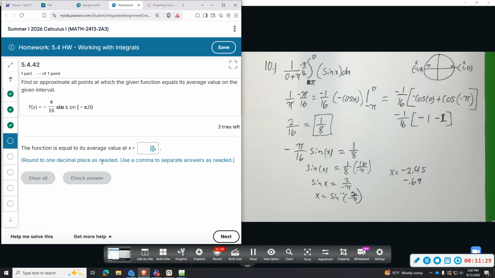But we are going to round to one decimal place and separate each answer with a comma. So we're going to do negative 2.5 and then negative 0.7.